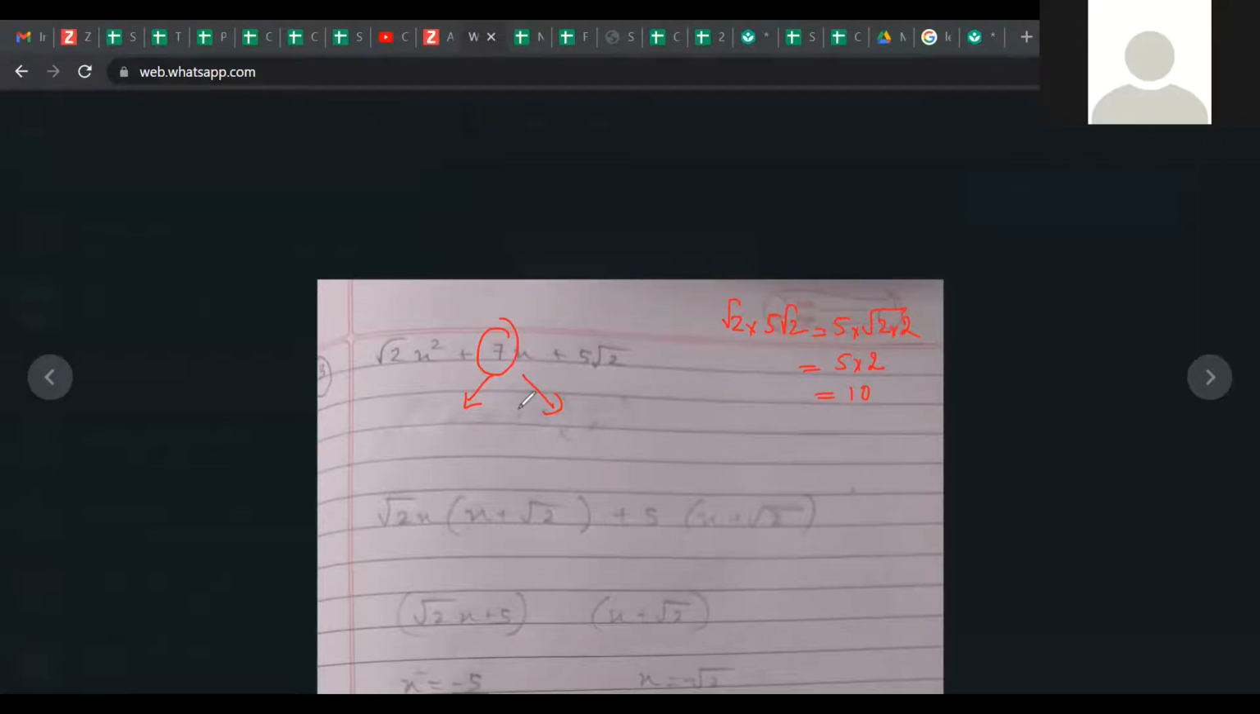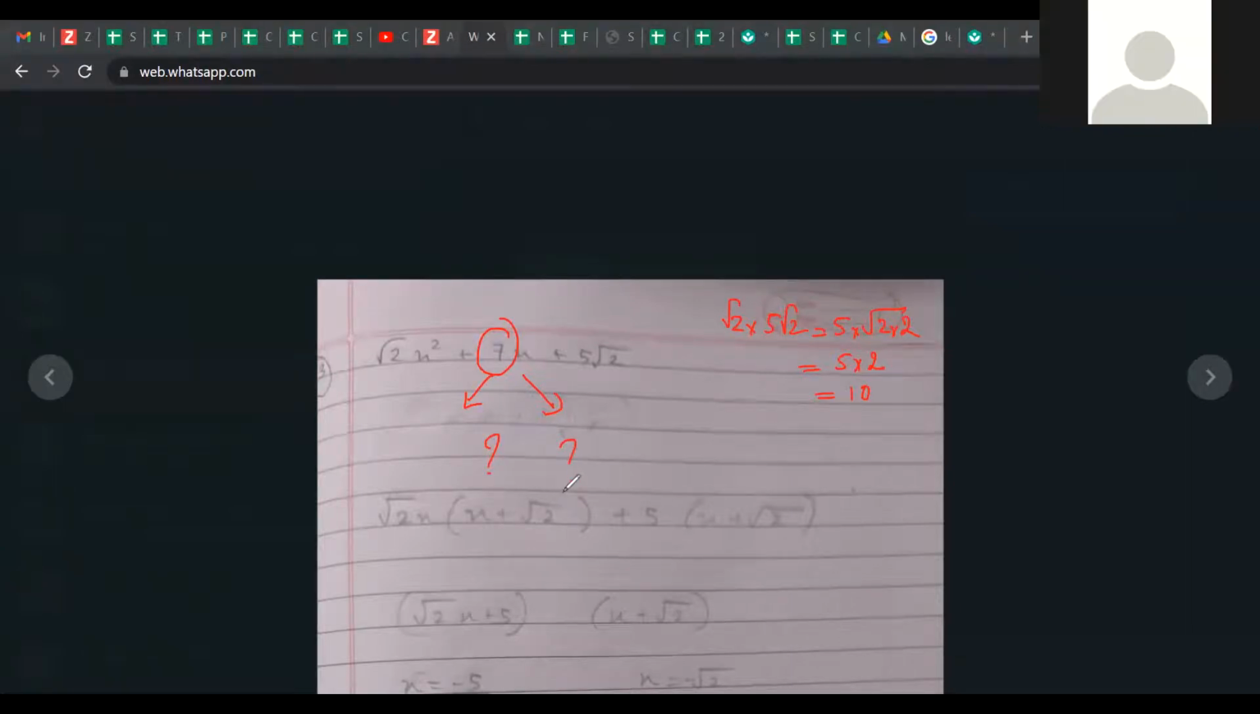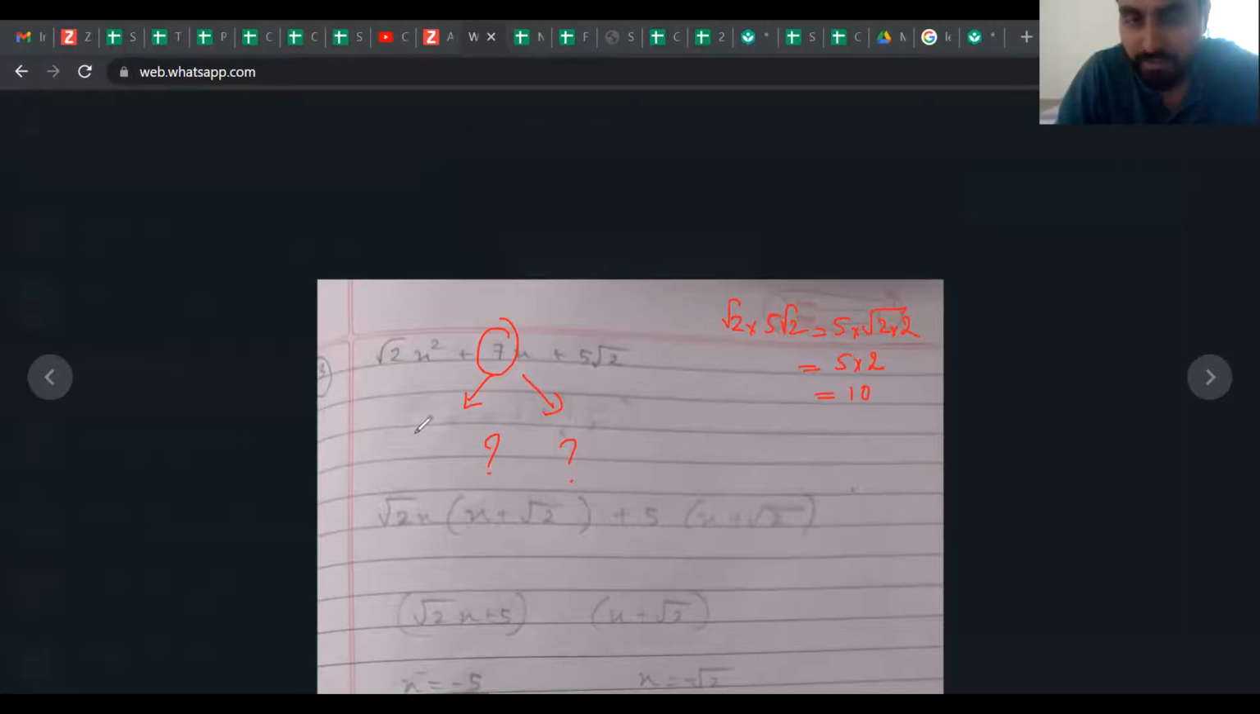Yes, sir. 5 and 2. 5 and 2. Great. That step is missing, Abhi. Are you getting me? Yes, sir. That step I want you to write. Okay. Otherwise, I think it's looking good.